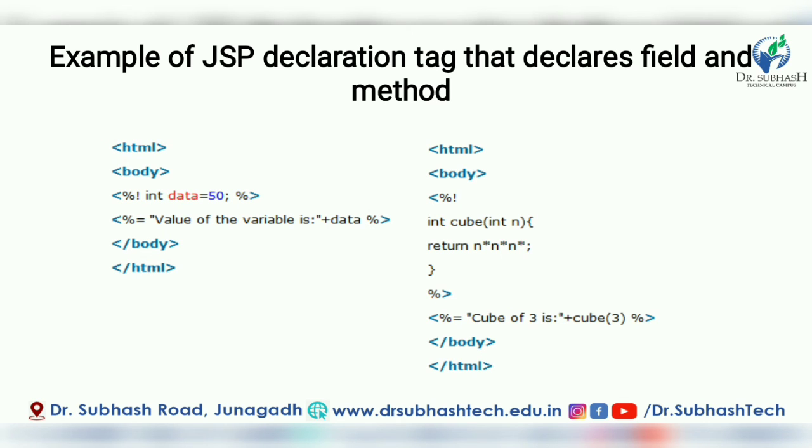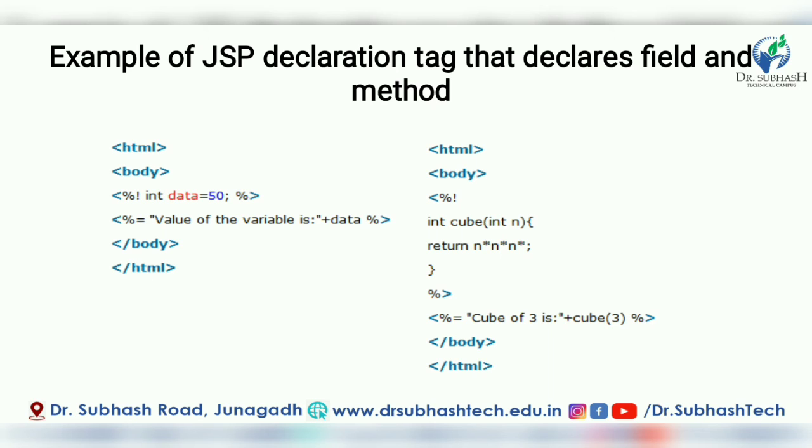And this next example is for declaration. For the declaration of a variable and the declaration of a method, we use the declaration tag. The declaration tag is used here for declaring integer data equal to 50. The declaration tag is <%! and the ending %>. And further, we can use the <%= sign, which is used for printing that line. The line printed will be: value of the variable is the value of the variable.